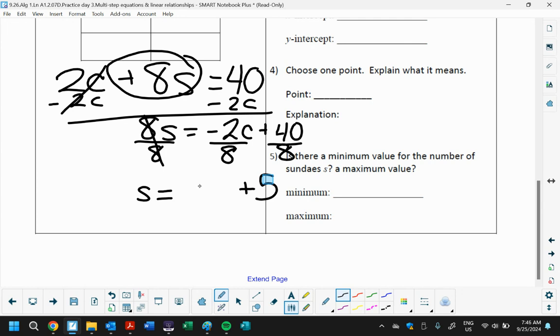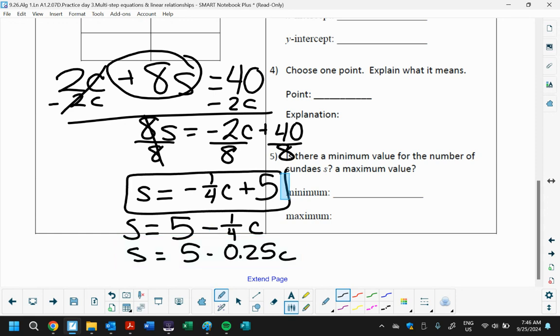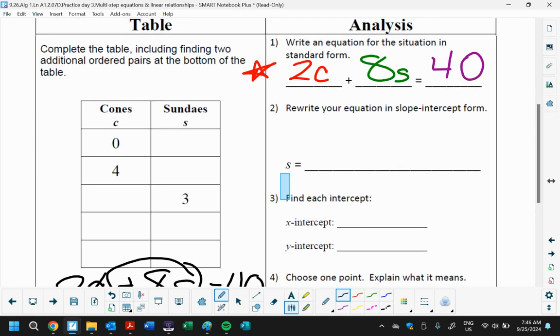And then negative 2 to 8 does not divide, but it does reduce quite nicely. And again, for those of you who would have preferred to put the 40 in front, then that will divide to 5, subtract 1/4 per cone. Shoot, you could even have put that in decimal form for those of you that are decimal lovers out there. So I'm going to write that equation up above: negative 1/4 for each c cone purchased, starting with 5.